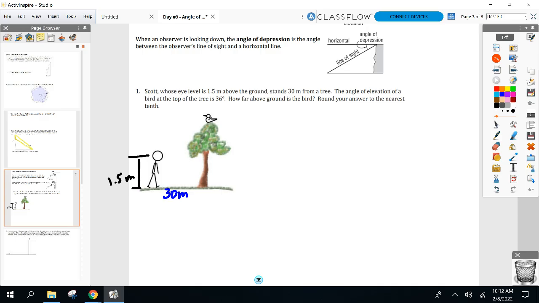All right, now comes the new vocabulary term. The angle of elevation to the top of the tree is 36. So remember how elevation is formed. Ready? Scott was looking straight ahead, but then he saw the bird at the top of the tree. So he looked up, and everyone see that angle he created. Looking straight ahead, then up to the bird, that angle of elevation, 36 degrees.